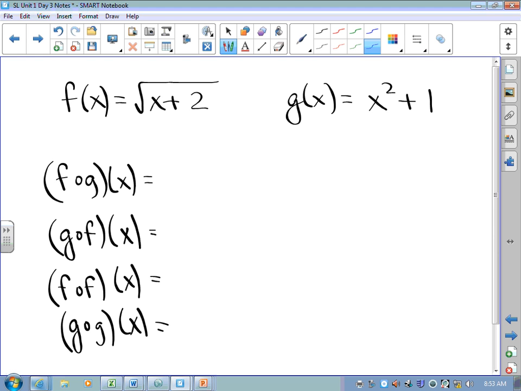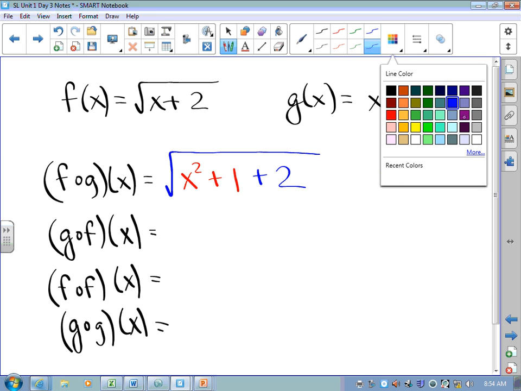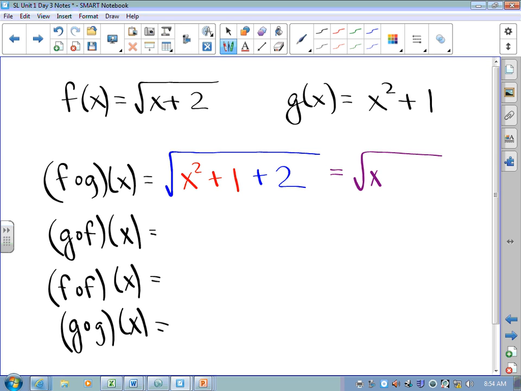If I were to do f of g of x, well, the f function takes the square root of an input plus 2. There's some input. That input has 2 added to it, and then you take a square root. In this case, the input is x squared plus 1. And so all together now. You got that. Similarly, I'll skip down to the bottom.